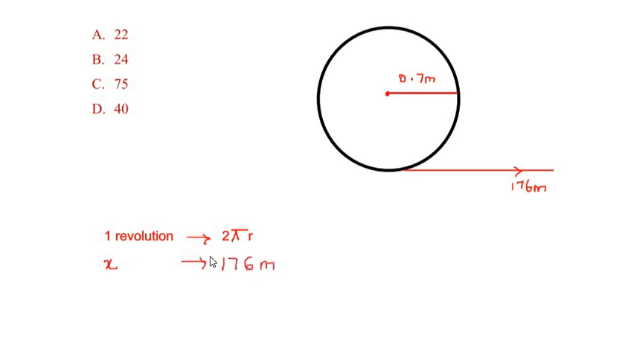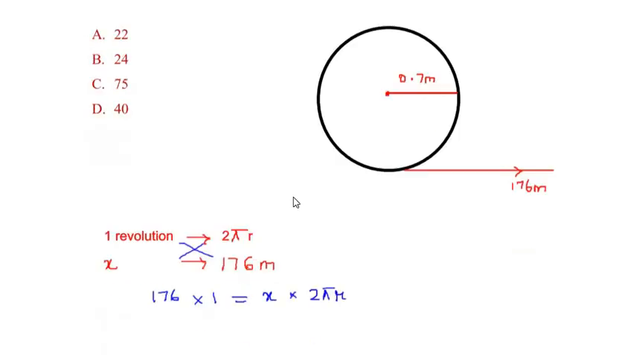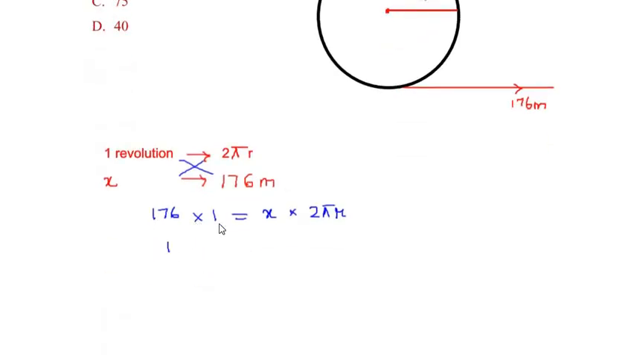Over here we can go for the cross multiplication method. So 176 multiplied by one revolution equals the total number of revolutions x multiplied by the circumference of the circle, 2 pi r. Now r represents the radius of the circle and it has been given as 0.7 meters. So let us substitute over here. 176 times 1 gives us 176, which is equal to x times 2 times pi times the radius, which was given as 0.7.